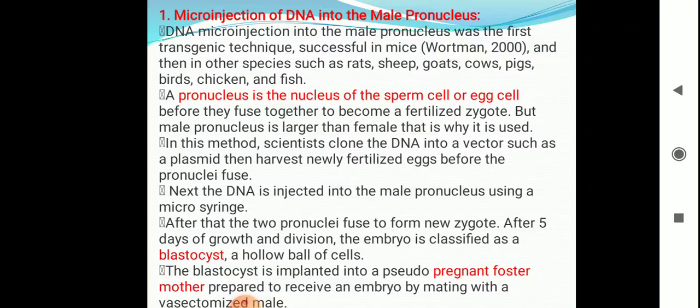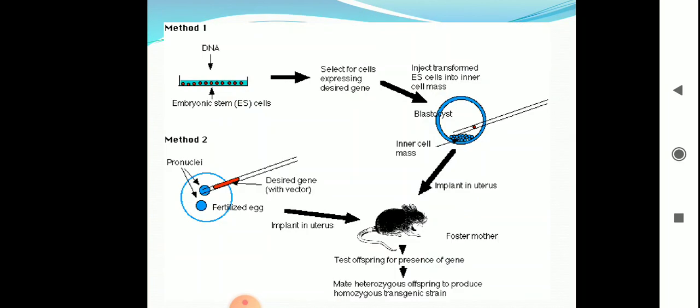Second, I have given a diagram here, showing method 1 and method 2. It focuses on the two pronuclei. In one pronucleus, the desired gene with the vector is inserted. Then it is a fertilized egg, and when it grows, it gives rise to a blastula. That blastula is ultimately implanted into the foster mother, and as a result the offspring will be formed.